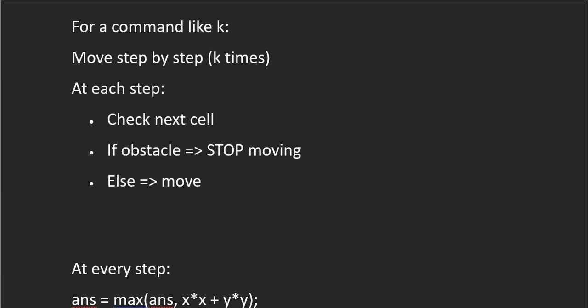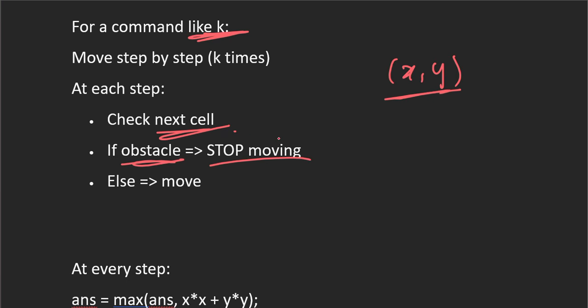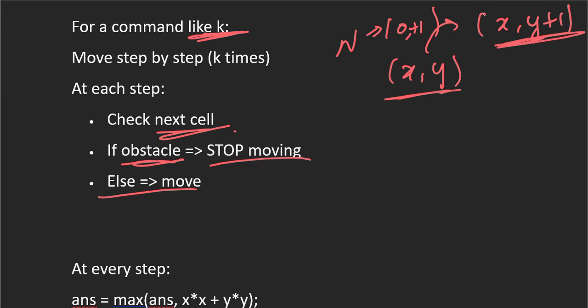And then suppose we have a command that is asking us to move k steps, right? So what we do is we check x comma y. Suppose we are at x comma y, we check the next cell. If an obstacle is there at the next cell, then we stop moving, we won't move further. But if there is no obstacle, then we move to the next coordinate. Suppose we are moving in the north direction, that is 0 comma plus 1, then we go to this next coordinate, and then again see what we have to perform.